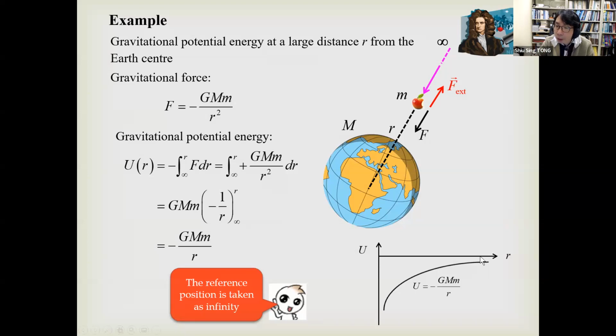And this is the potential energy curve. If I plot U against r, it goes as 1 over r. So when r tends to 0, it goes to a very large value. And when r tends to infinity, it goes to 0. But the whole thing is negative. So it becomes an inverted curve like this.